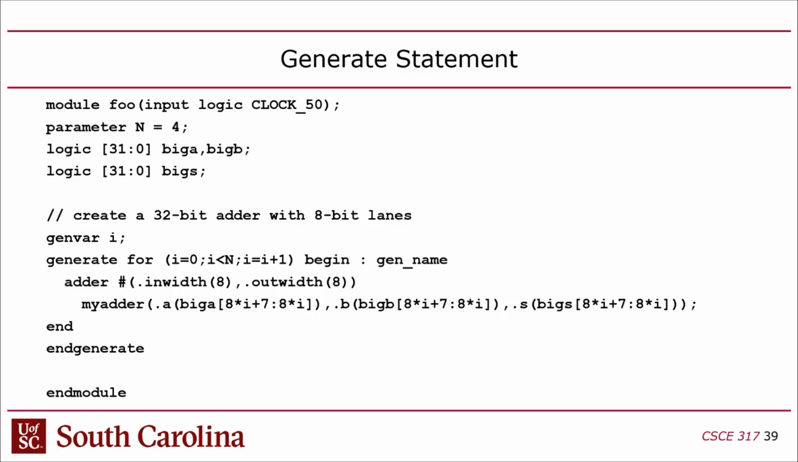But inside a module, not inside an always, but just in a module, you say genvar i. It doesn't have to be i, but that's usually the variable. And then you say generate, and then use a for loop. For i equals 0, i less than n. What's n? n's a parameter. i equals i plus 1. i plus plus doesn't work here for some reason. Don't know why, they don't allow that. And then begin, and then colon, and then the name of the generation statement, gen name.